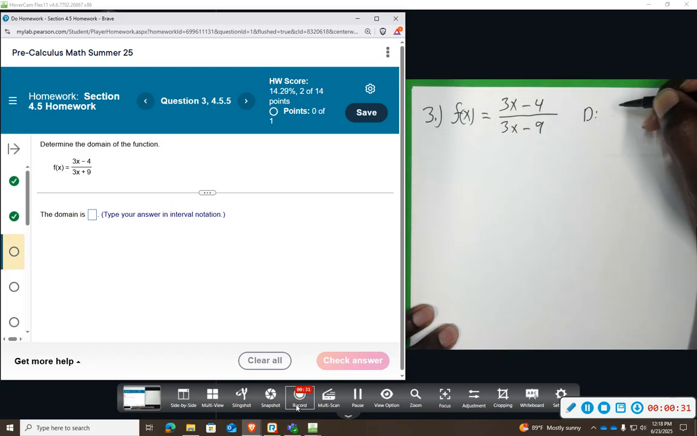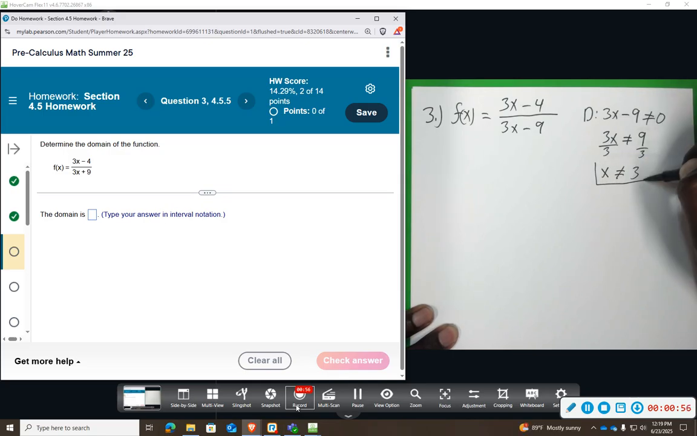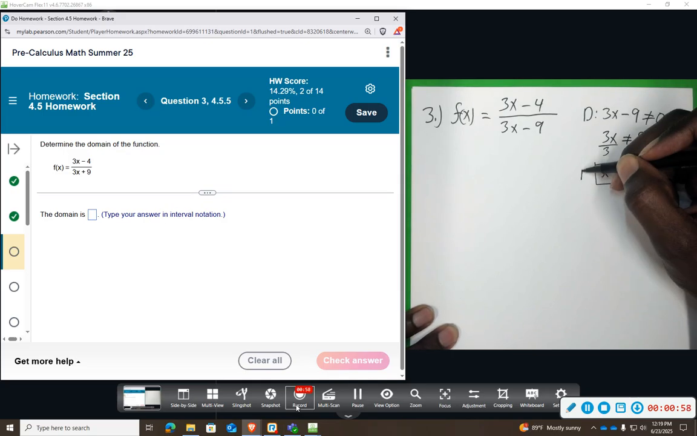So I will say domain: 3x minus 9 cannot equal 0 because we can't divide by 0. We'll add 9 to both sides. So we'll get that 3x cannot equal positive 9. And then we would need to divide by 3. And then we would get that x cannot equal 3. So 3 would not be in our domain.